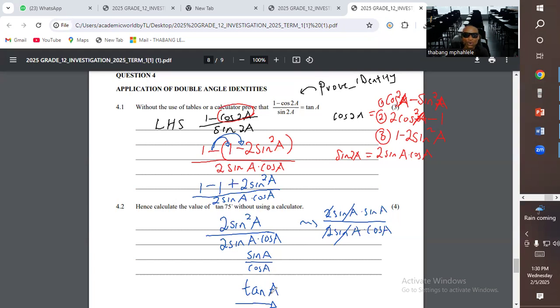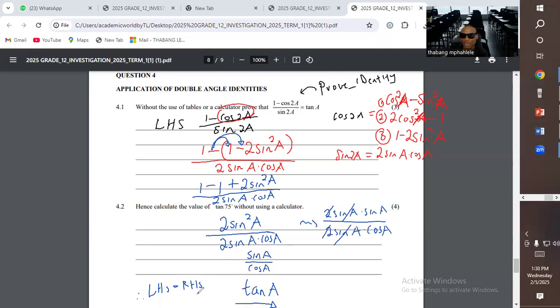So you have solved for the expression. You have proven the identity: 1 minus cos 2A over sine 2A is tan A. So you have to specify, you say, therefore, left hand side equals right hand side. When you were proving this identity, what was important was the idea of a double angle. You have to know that sine 2A is equal to 2 sine A cos A. That is sine 2A: 2 sine A cos A.